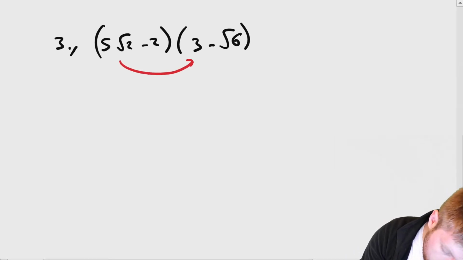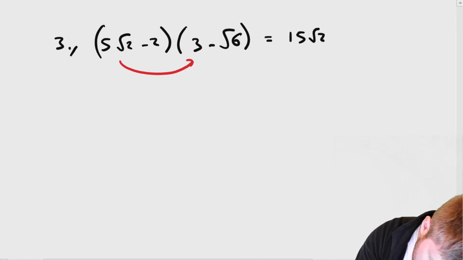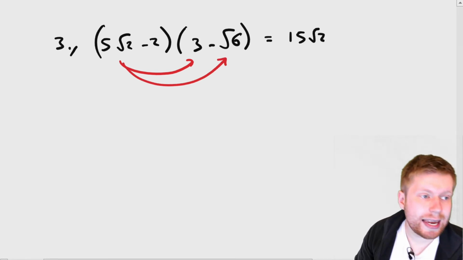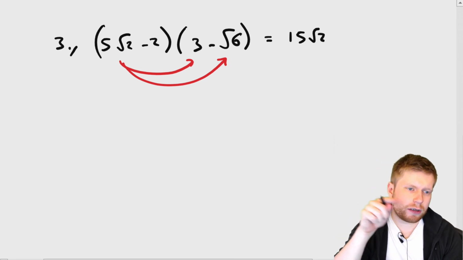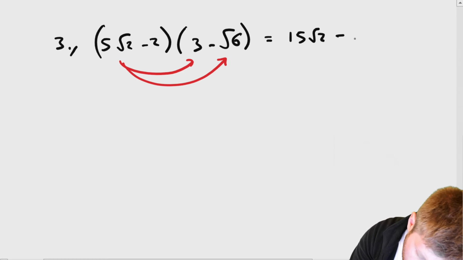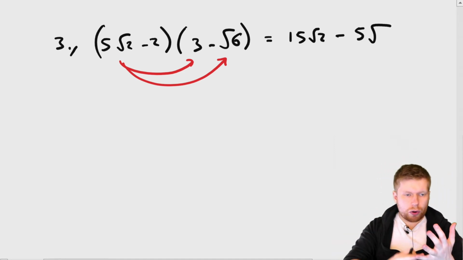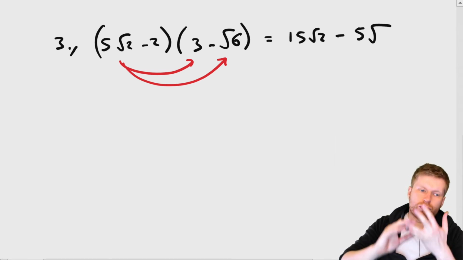So 5 root 2 multiplied by 3, that's going to give me 15 root 2. Then make sure that 5 root 2 meets up with that negative root 6. So be careful, positive times a negative makes a negative. And then 5 root 2 times root 6, well, just make sure you multiply those two square roots together. So root 2 times root 6 will make root 12.